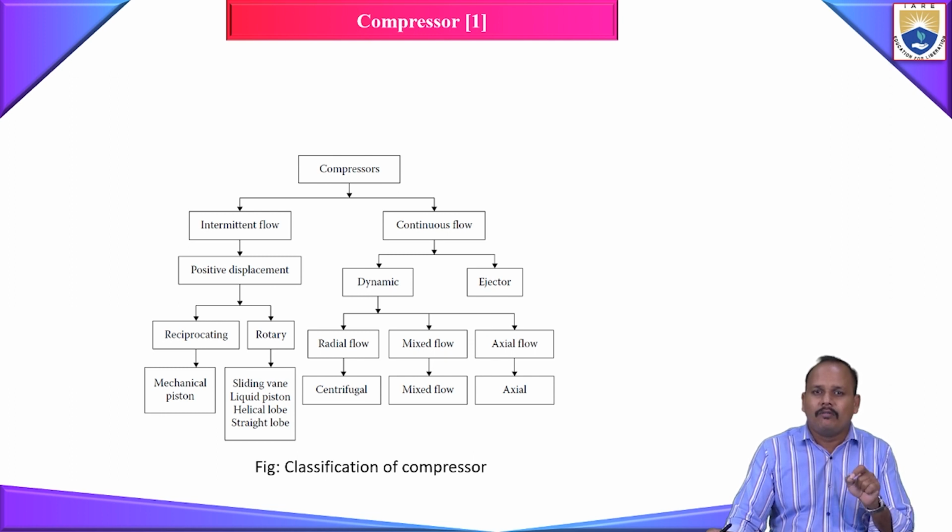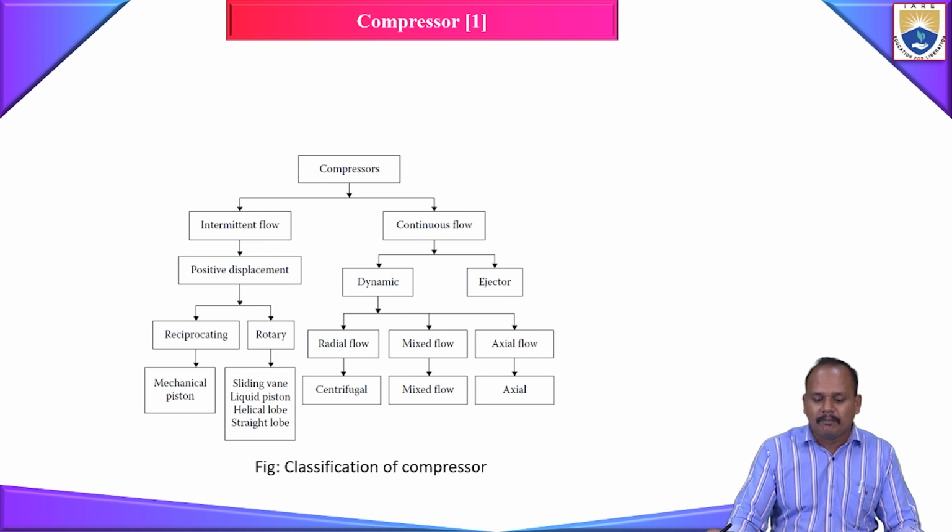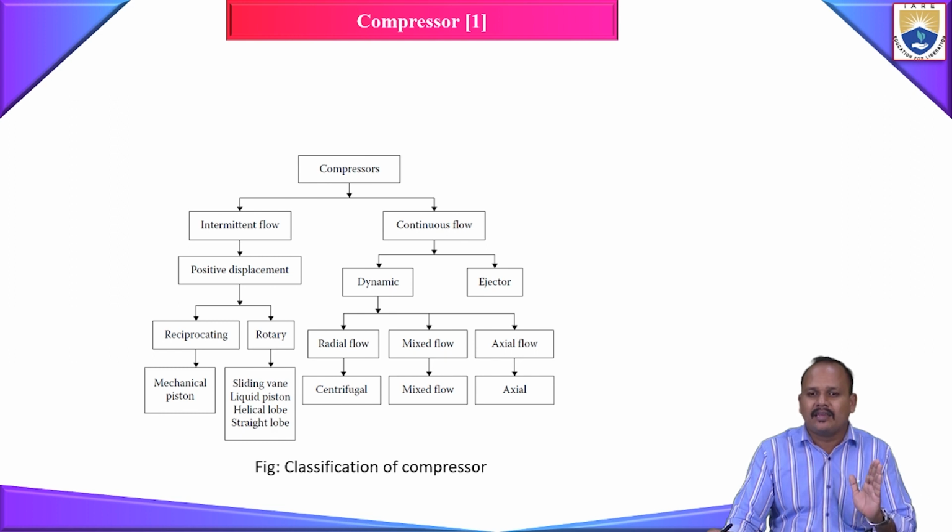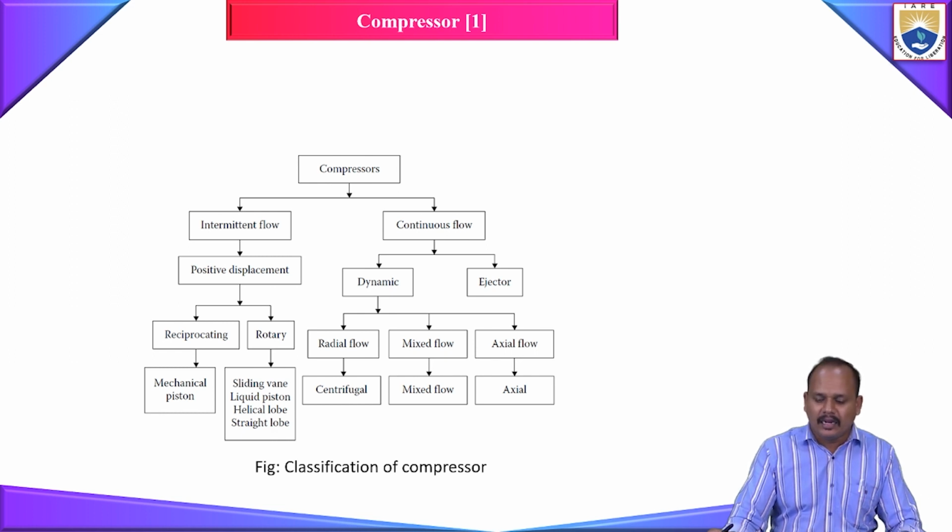Basically, your flow will be moving parallel to the rotation of your shaft when exiting, whereas in the centrifugal compressor, when exiting, it will be perpendicular to the rotation of your shaft. And what is a mixed flow compressor? Your flow will be leaving partially in the axial direction, partially in the radial direction. That type of compressor we call the mixed flow compressor.